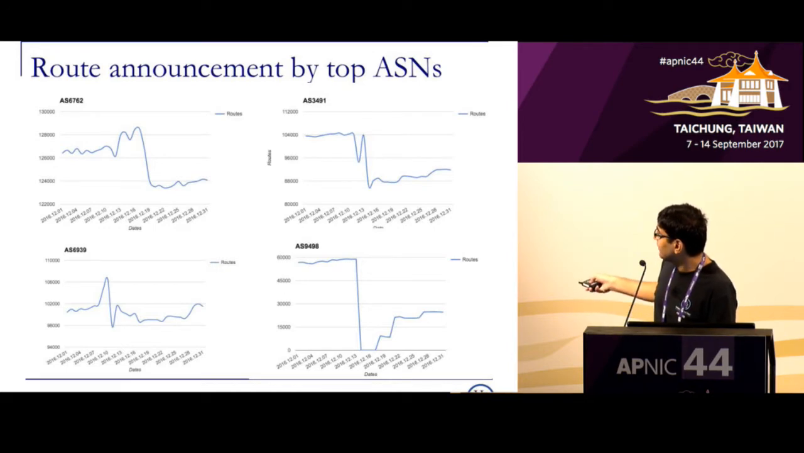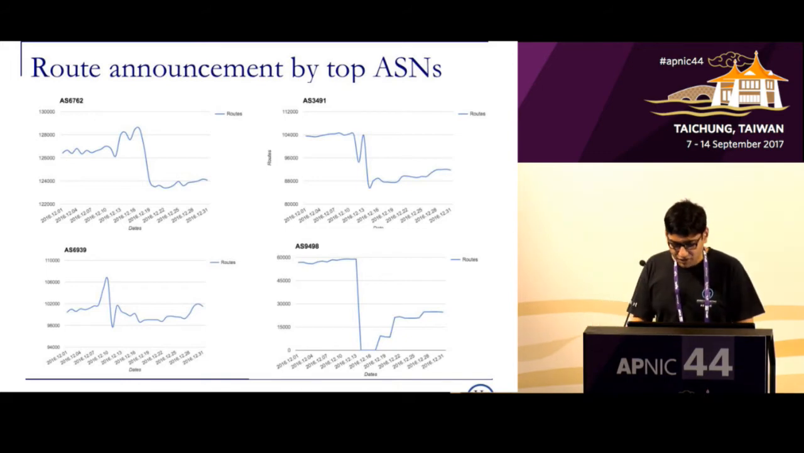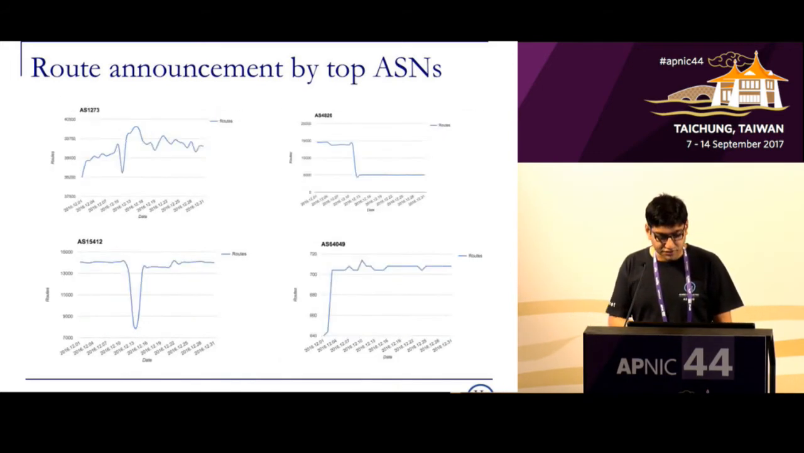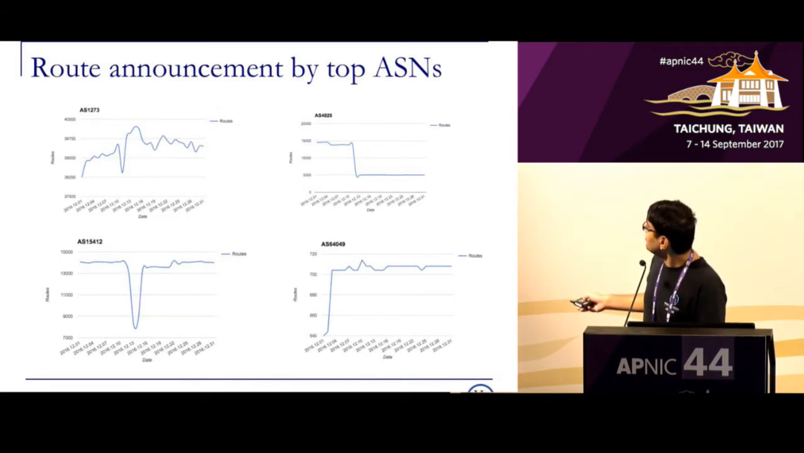And then AS9498, which is Bharti Airtel from India. They had a full outage during this time. The prefix announcements went to 0 and then slowly increased, but it was still much less, actually less than half of what it was originally, by the end of December. So clearly there was a big impact on the routing tables during Vardah.